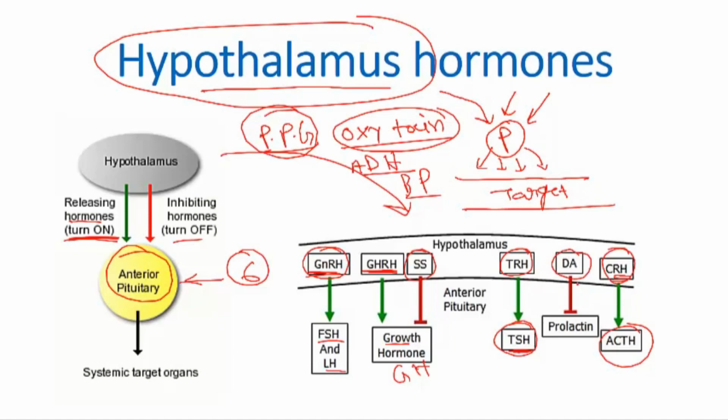Dopamine is a type of factor that acts as a prolactin inhibiting hormone. Actually, prolactin synthesis is controlled by many different hormones, but here dopamine acts as the prolactin inhibiting hormone, and it prevents the production or secretion of prolactin. And the corticotropin releasing hormone, CRH, influences the release of ACTH from the pituitary gland.